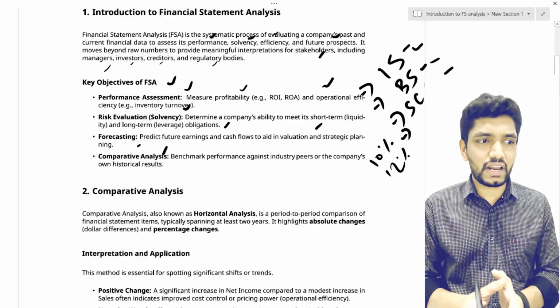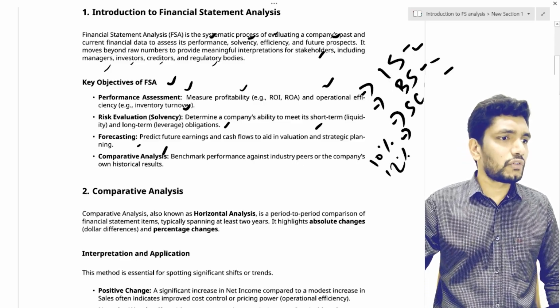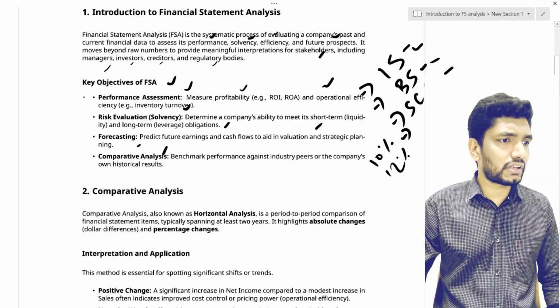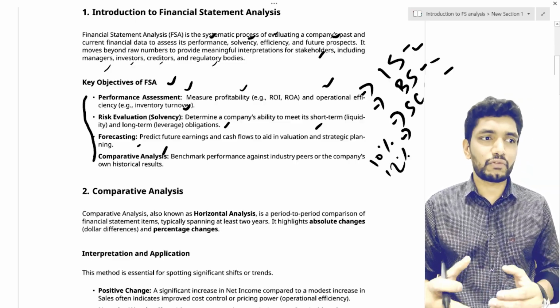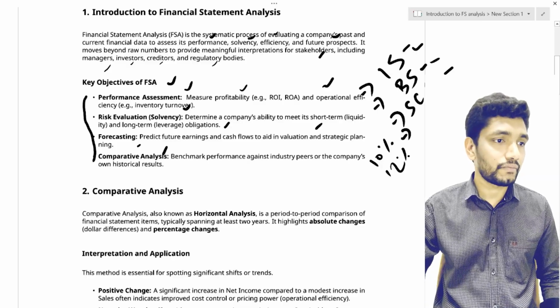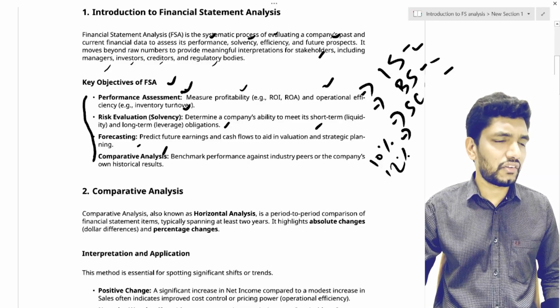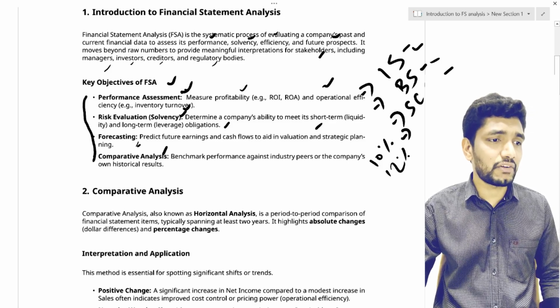So we have now discussed the key objectives of financial statement analysis. The first one is performance assessment, then risk evaluation, forecasting, and comparative analysis.